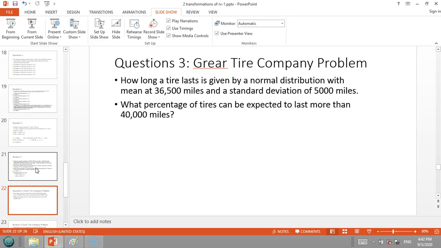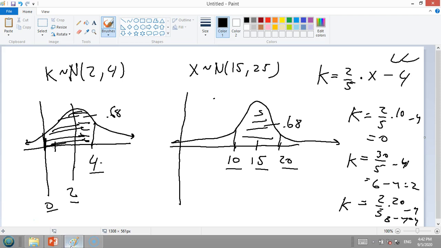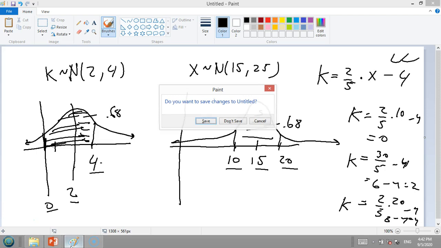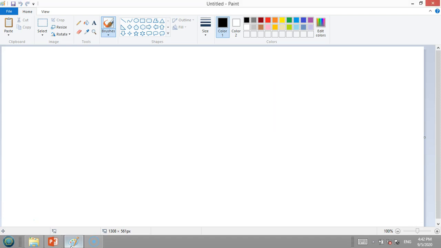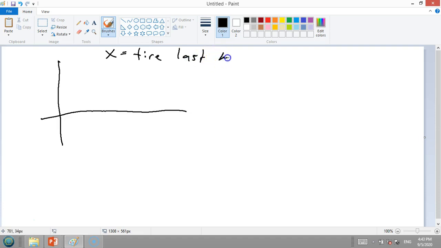Okay, so I'll draw again a picture for you here. Like this. So the whole idea now is that there is this company, and this is X, how many miles the tire lasts. So I put miles here. Different tires will last different amounts of miles.